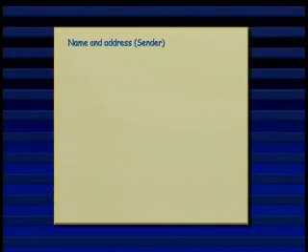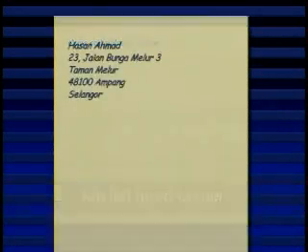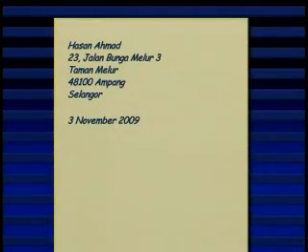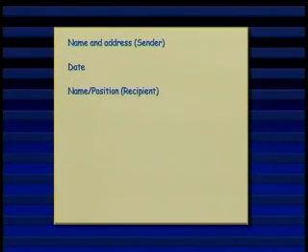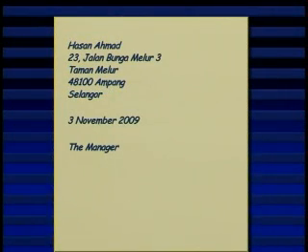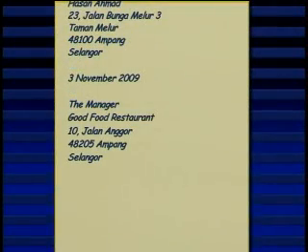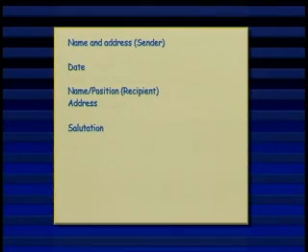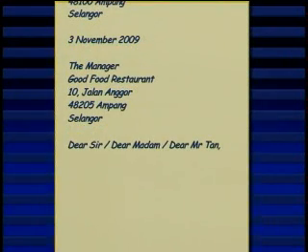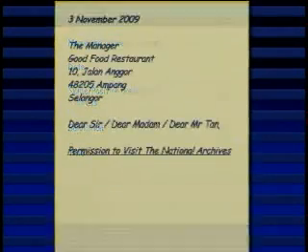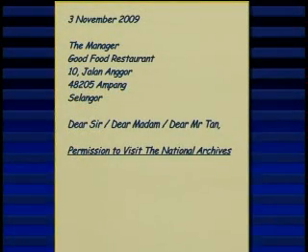The name and address of the sender must be at the top left-hand corner. Below that will be the date the letter is being written. And below that, we write the recipient's name or position, such as the manager or the managing director. This will be followed by the recipient's address. Then we write the salutation, Dear Sir or Dear Madam, or the name of the person, Dear Mr. Tan. And below that comes the title, which is the subject that we want to talk about in the letter. For example, permission to visit the National Archives.